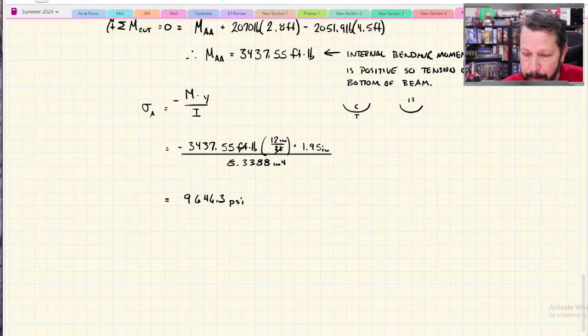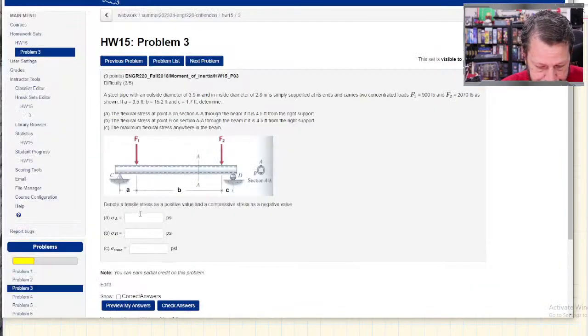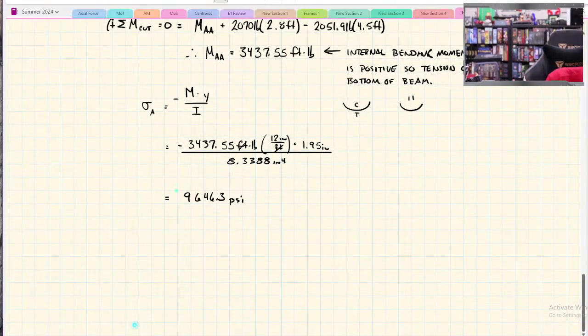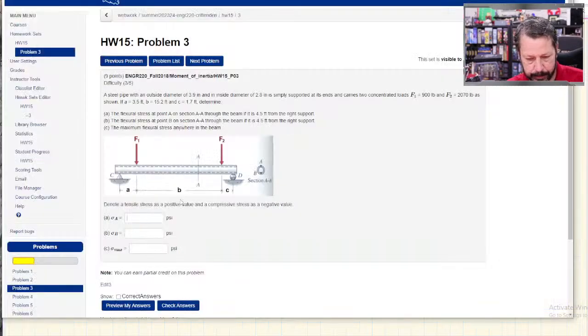Let's see if we got this right. Here we are. Oh, wait, we're not quite right. I left off my negative sign. So this is actually a negative because it's compression on top of the beam. So negative 9646.312. That would be psi if we put those in.